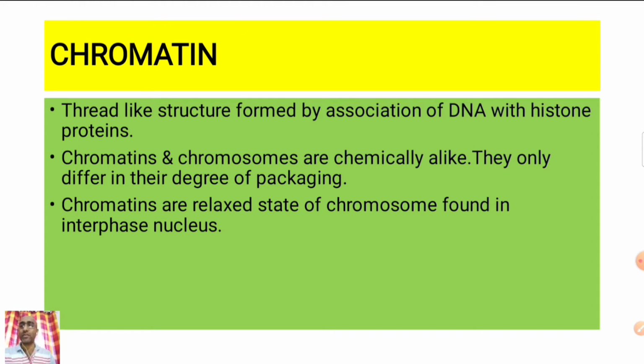That I have told you in the chromosome part, in the video that I have uploaded on this channel on chromosome structure, where I explained what is chromatin and what is chromosome. Just the same thing, they only differ in their degree of packaging. The relaxed state is the chromatin; the more condensed, coiled one is the chromosome. Chromatins are thread-like structures formed by the association of DNA with histone proteins. These are nothing but the relaxed state of the chromosome found in the interphase nucleus. Got it? So this is the structure of the nucleus.